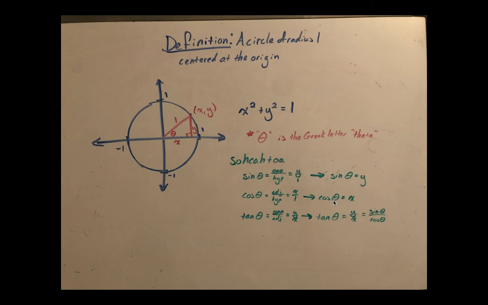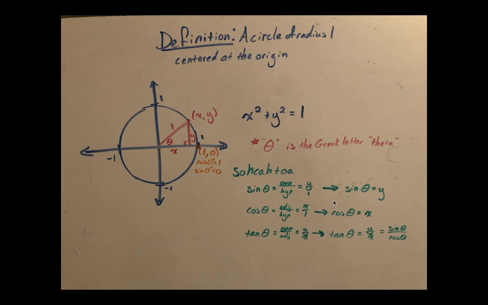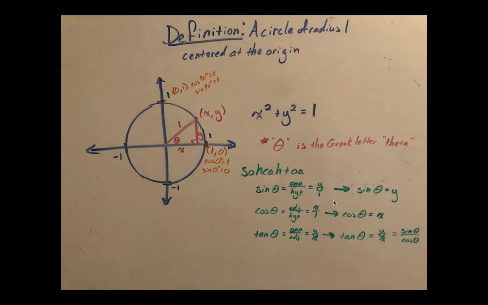So for example, if we just start with an angle of 0 degrees, the point for that is 1, 0. That means that the cosine of 0 degrees is 1 and the sine of 0 degrees is 0. We could go up 90 degrees. That point is 0, 1. The cosine of 90 degrees is 0. The sine of 90 degrees is 1.